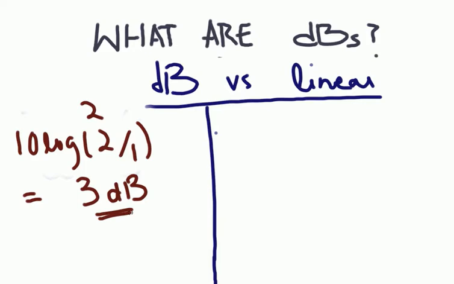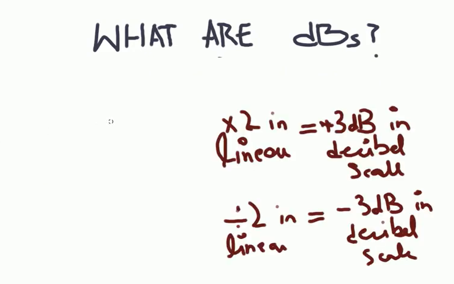Now to show the real relationship with respect to calculations, we see that multiplication by 2 in linear scale is equal to plus 3 decibels in decibel scale, and similarly, division by 2 in linear scale is equal to minus 3 decibels in decibel scale. For example, we have a value 10. Now what is this actually saying? It's saying that we have a number 10. When you take the decibel value, it comes out to be 10 decibels.